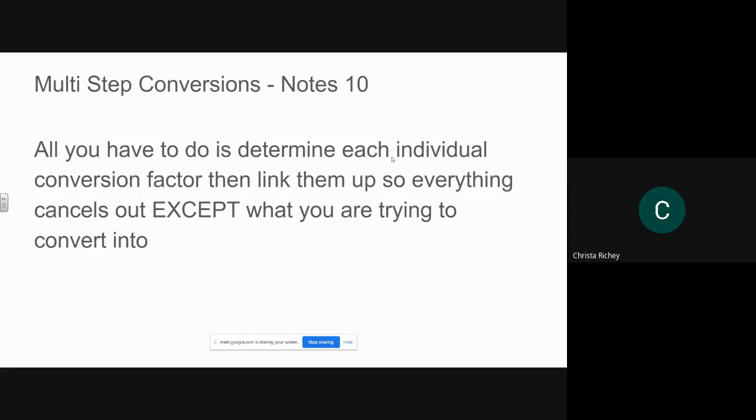So all you have to do is determine each individual conversion factor, then link them up so everything cancels out except for what you're trying to solve for. Because I have taught using the GUESS method forever, we always called it the unknown. GUESS doesn't mean close your eyes and point. G is the given, those are the knowns, that's what you're starting with. The U is the unknown, that's what you're solving for. The E in this case would be a conversion factor, could be an equation later on. The first S would be substituting in what you know, and then the last S would be the solution or the answer. That's literally what GUESS stands for.